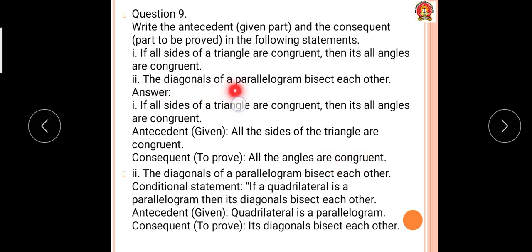Second, the diagonals of a parallelogram bisect each other. Okay, what is given? Here the statement is not given in conditional form. Firstly write it in conditional form, it will go easy. If a quadrilateral is a parallelogram, then its diagonals bisect each other. What is our given? Given is that the quadrilateral is a parallelogram, and the consequent is that the diagonals bisect each other.